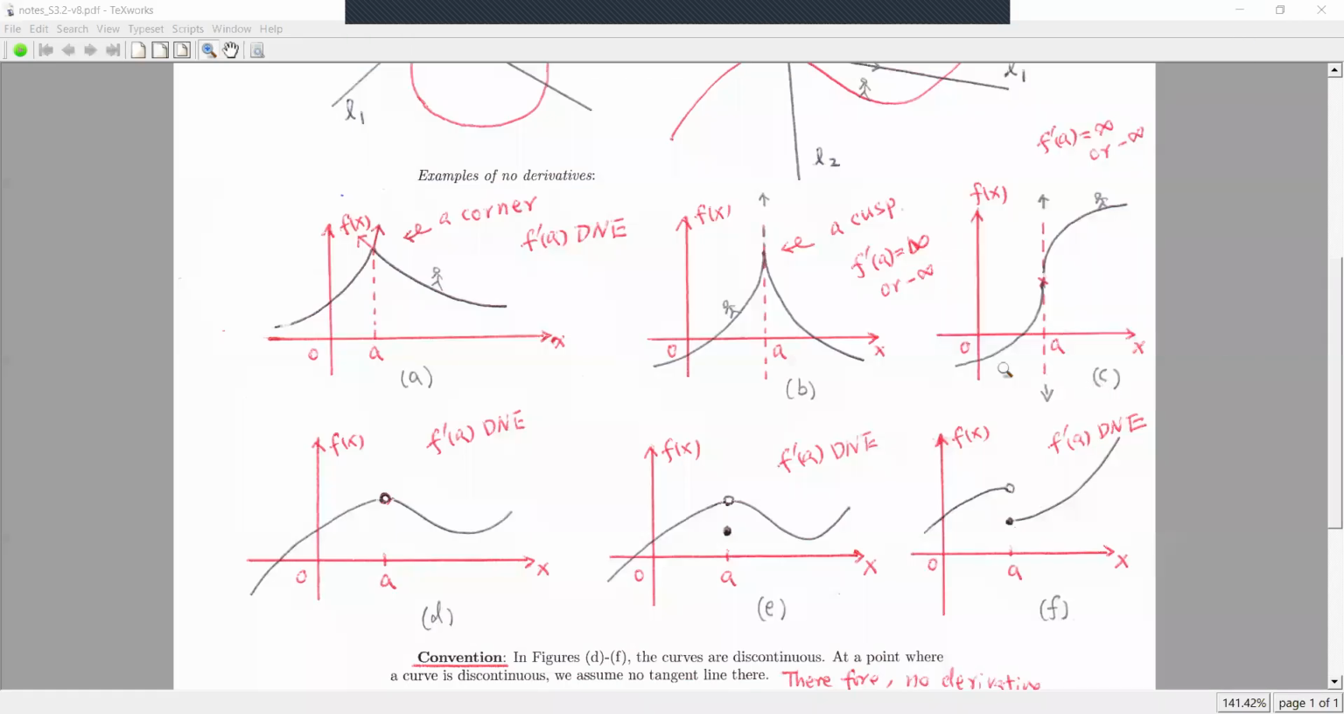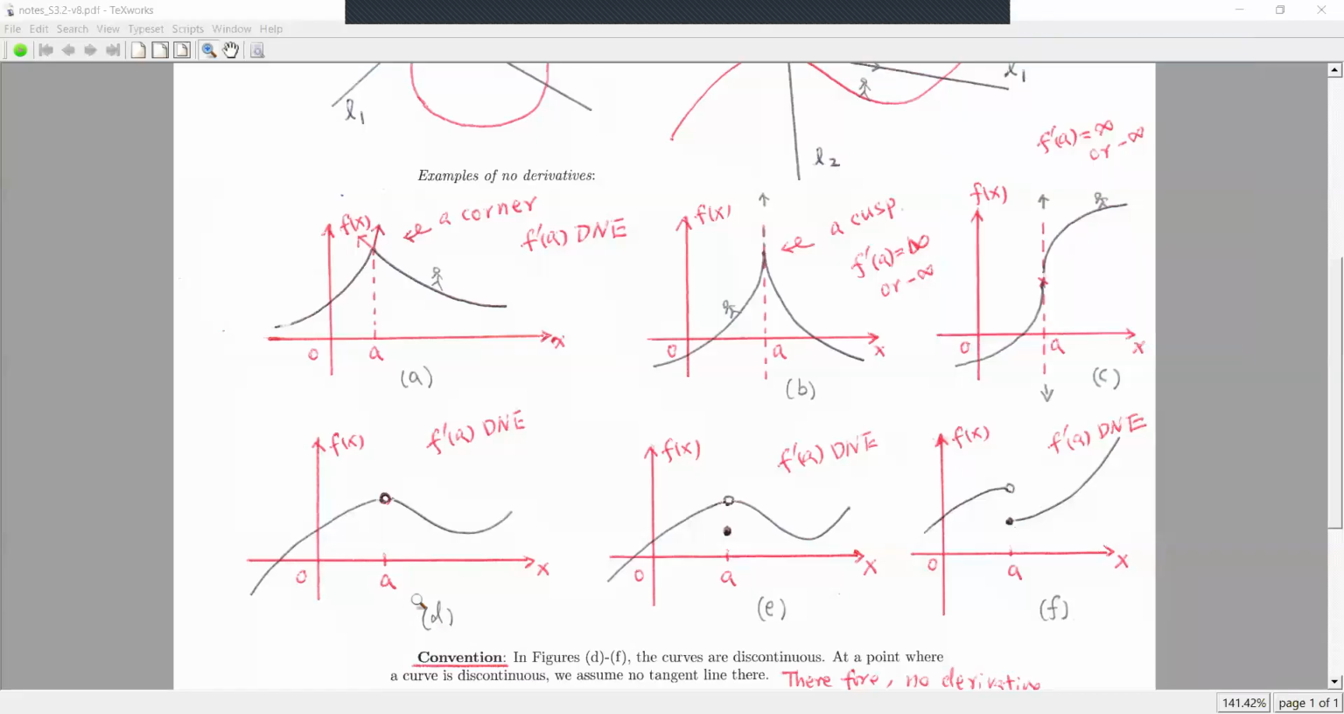Figure number C. The graph of the function in this figure has a tangent line at the point A. The tangent line is this vertical line. So the derivative of the function at the point A is the slope of this vertical line. It is infinity or negative infinity. Because infinity is not a number, we also consider that the derivative at the point A in this case doesn't exist.